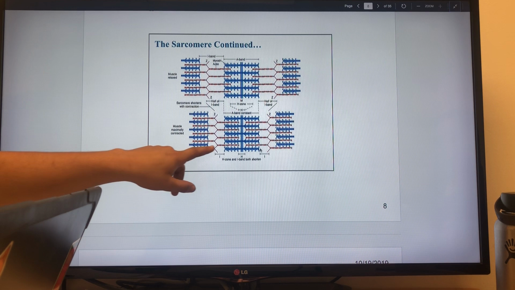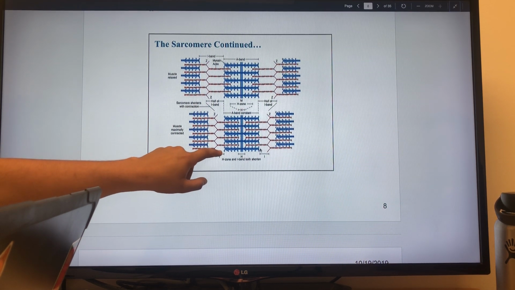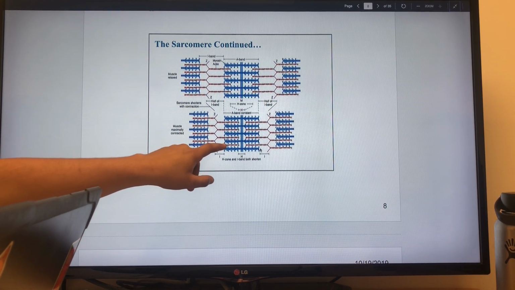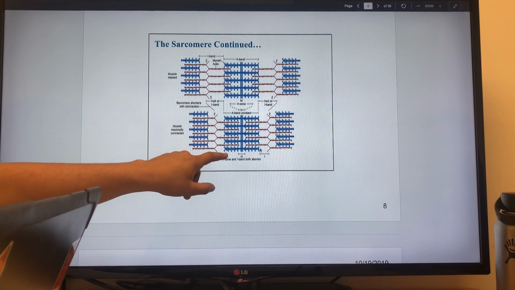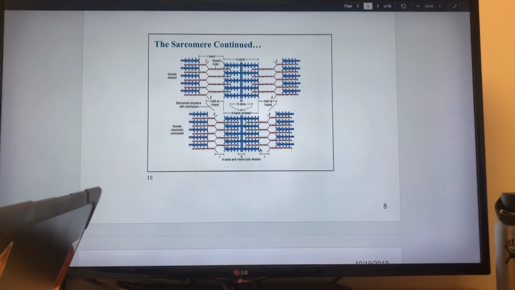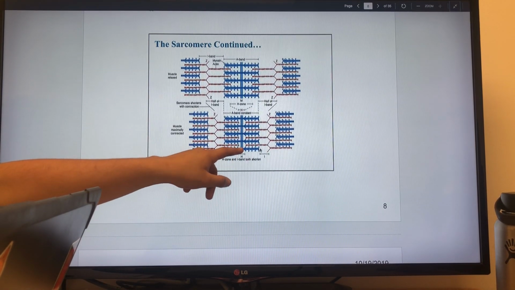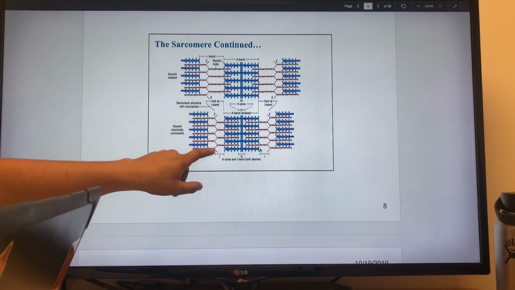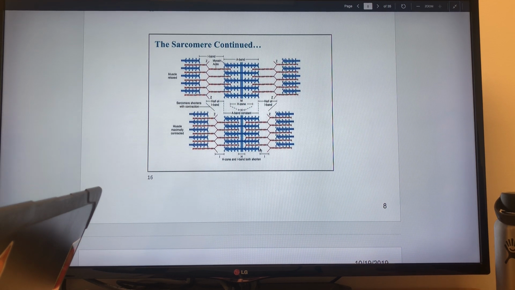But anyways, all that will move, and then the myosin heads will bind to the G molecule. Then that'll pull it towards the M line. Cool? When it's pulling it towards the M line, just for simplicity's sake, it'll just straighten out.